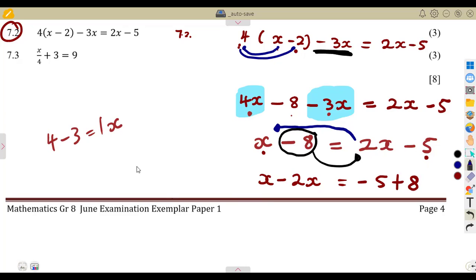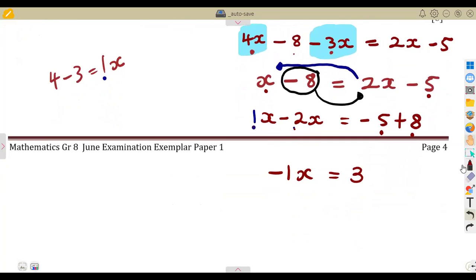So let's subtract. Remember, 1x is the same as this x, so there's a 1 there. So it's 1 minus 2. These are like terms. 1 minus 2, that is minus 1x, is equal to minus 5 plus 8. If you add properly there, it is the same as 8 minus 5, which is going to give us a positive 3. Take note, it's a positive, not minus 3, but a positive 3.